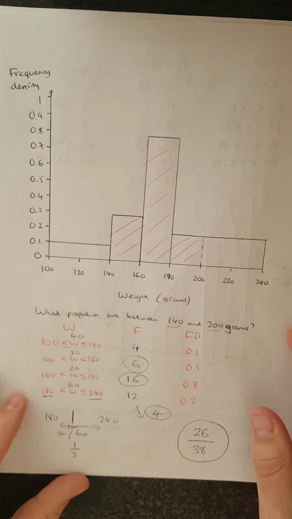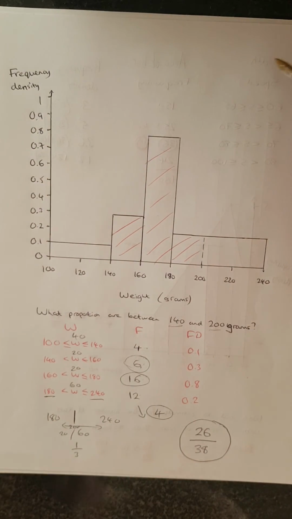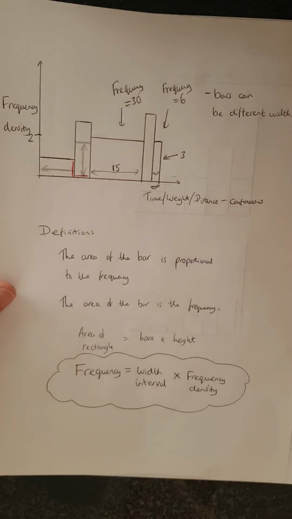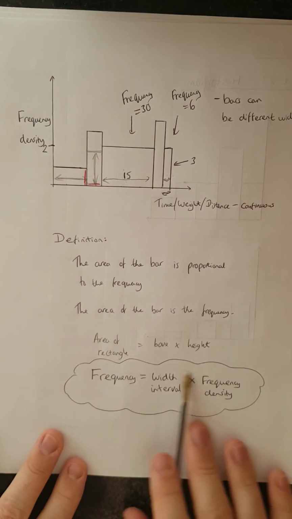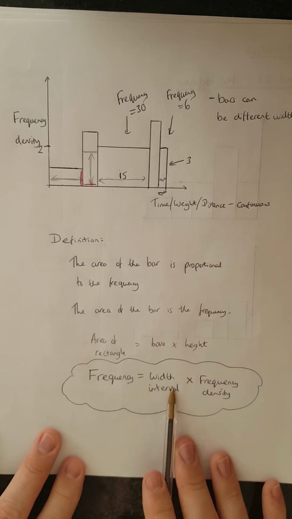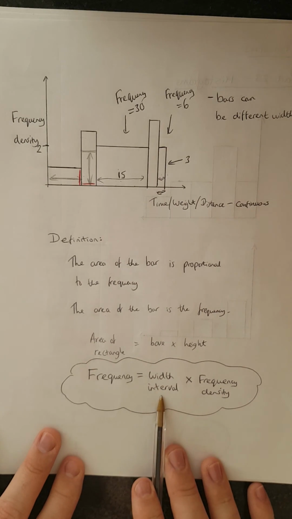Finally, if we have the full histogram, we can work backwards to complete our frequencies, because again we have one equation that links 3 things together. And if you can remember this equation and write it down as soon as you see a histogram question, you'll be in a good position.